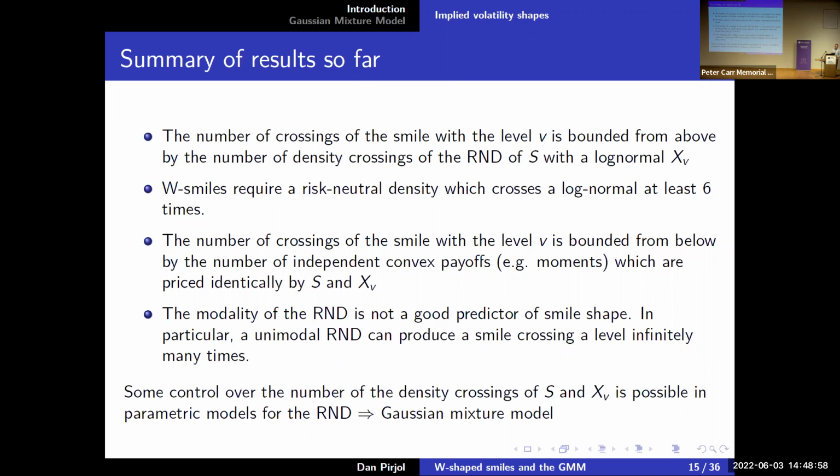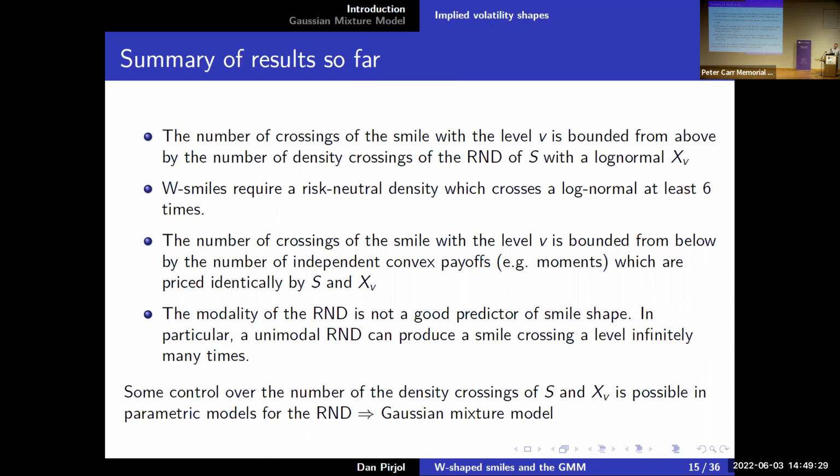There is also a lower bound on this number of crossings in terms of the number of payoffs which are priced identically by our risk-neutral distribution and the log normal. And in particular, the modality of the risk-neutral distribution is not a good predictor of the smile shape. And we have an extreme counterexample where a unimodal distribution has a smile which crosses the level infinitely many times.